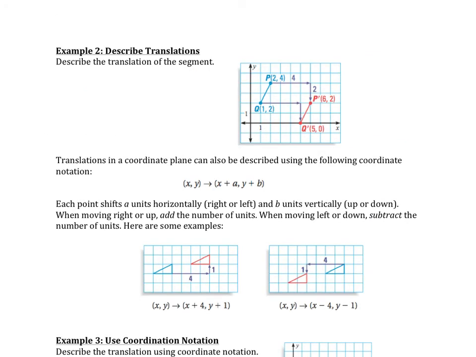So we're going to describe a translation of what the segment is doing. So remember, it goes from blue to red. So if you take notice in the graph, point P is sliding 4 units to the right, and 2 units down.